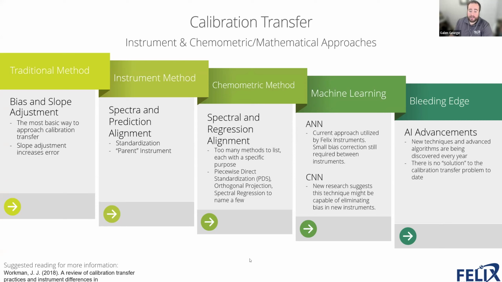And like I said, there are too many methods for me to go through each one, and we've already covered a lot of them in a previous session. So what I really want to discuss most is machine learning, which is the category that we're in right now for how we overcome the calibration transfer issue. Our current approach is to use neural networks. We are utilizing an artificial neural network to build our models, and we're also incorporating data from multiple different instruments or spectrometers.